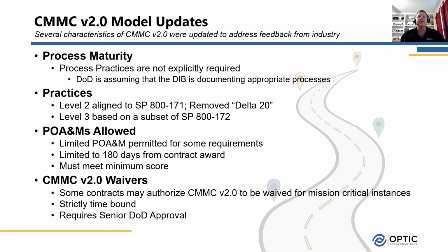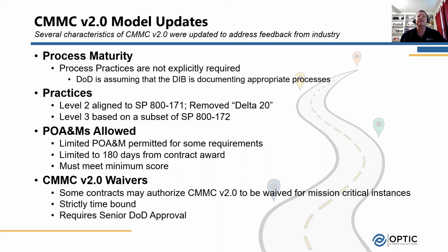So ultimately, it's not how we are meeting the requirements, it is, are we meeting the requirements that's going to be assessed. So your organization is able to implement the capabilities that make sense for you to ensure that the practices are in place, and that is what will be assessed. As we talked about, the practices themselves are directly aligned at level 2 to 171, and at level 3 will include some of 172 requirements.